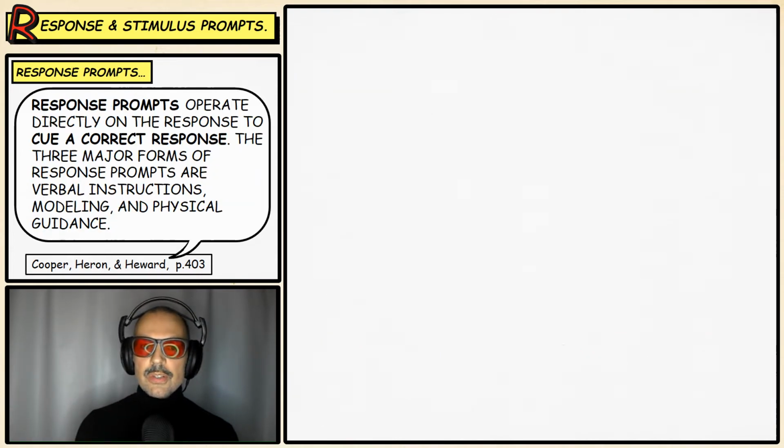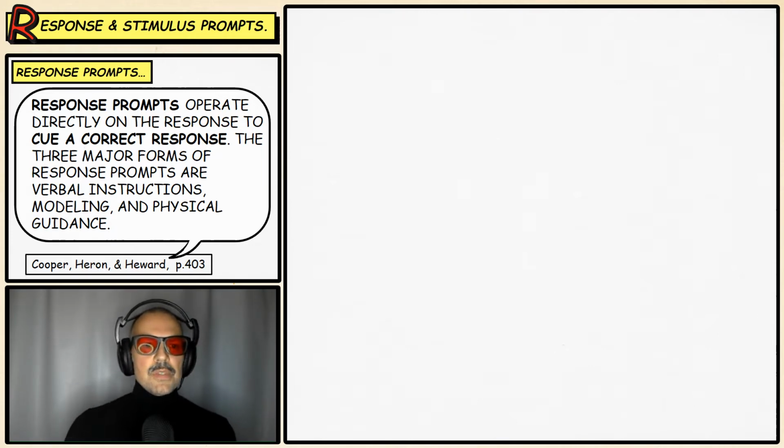So there are two general types of prompts, response and stimulus prompts. We're going to start off with the response prompts. Cooper, Heron, and Heward mention that response prompts operate directly on the response, hence the name response prompt. Response prompts operate directly on the response to cue a correct response. The three major forms of response prompts are verbal instructions, modeling, and physical guidance.